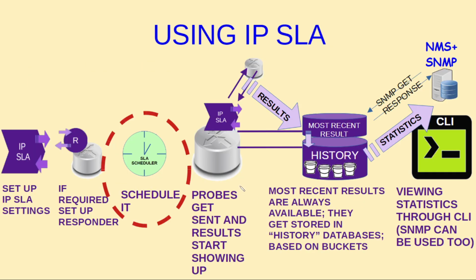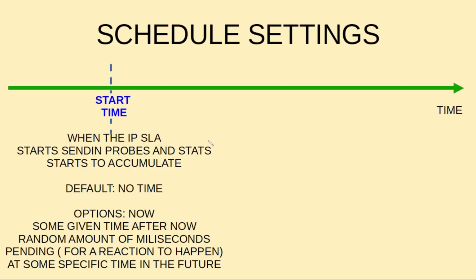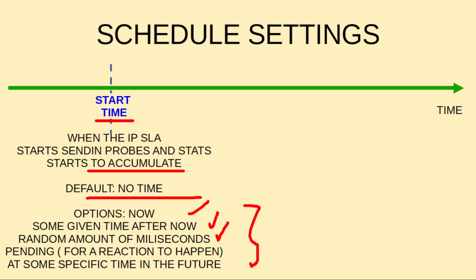Let's talk now about scheduling IP SLAs. The first scheduling parameter will be the start time. By default, IP SLAs don't have a start time. We need to provide one, for instance, now, sometime after now, a random time after now, and so on. Once started, the IP SLA will start sending probes and accumulating statistics.